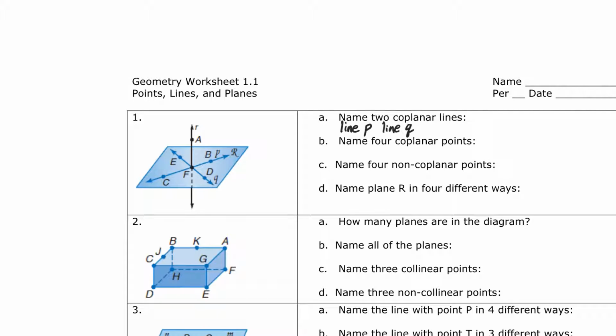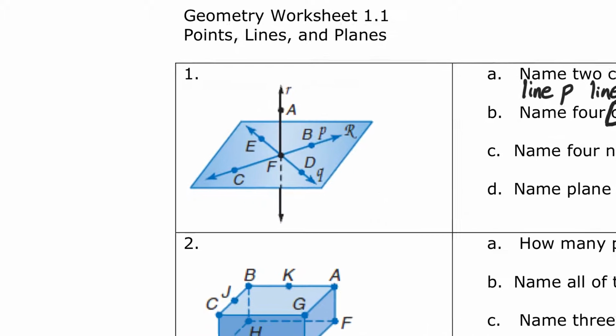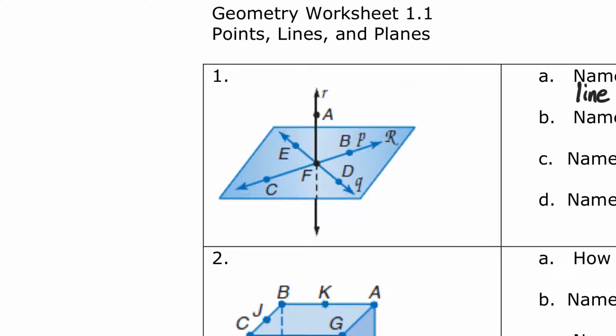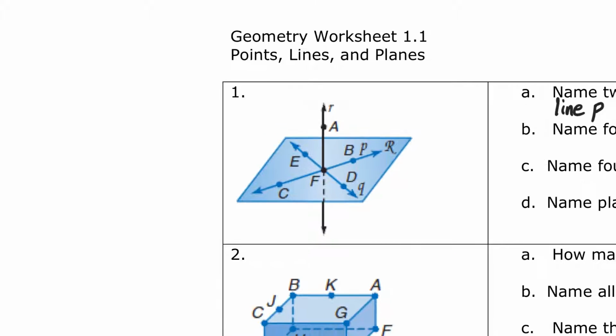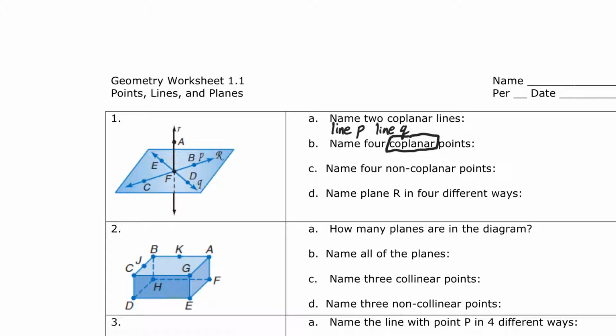Okay, now name 4 coplanar. What does coplanar mean again? Means on the same plane. Okay, so on the same flat surface. So name 4 of these over here that are on the same flat surface. Okay, there's actually 5 that are on plane S, right? There's E, C, F, B, and D. So you can choose any of those that you want to, just 4 of them. So I'm just going to say E, C, F, B, or something like that. Point E, point C, point F, and point B.